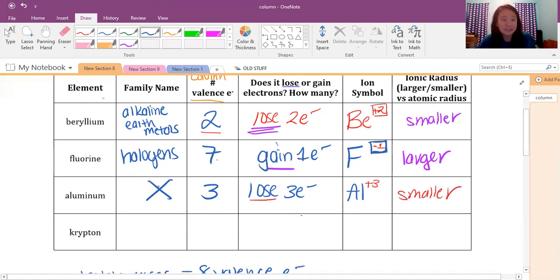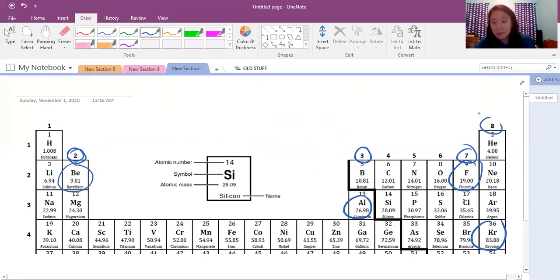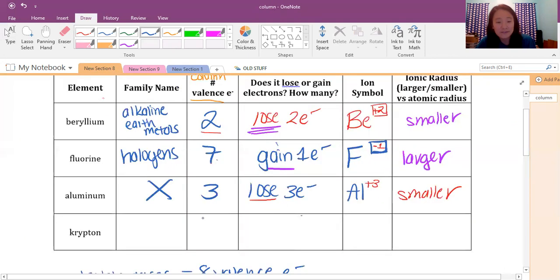Okay, this last one should be easy. Krypton is here. It's in column number 8, right? So it has 8 valence electrons. Because it's in column number 8, it is a noble gas. So what is it going to do? Nothing, right? Because it already has 8. It's super stable. So it loses, gains, none.